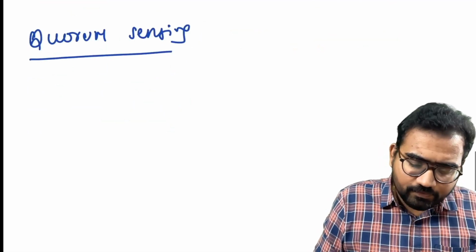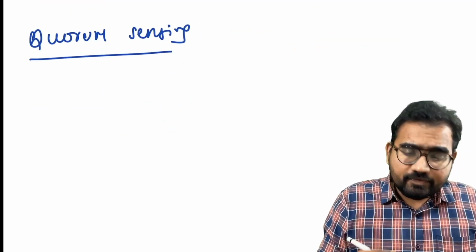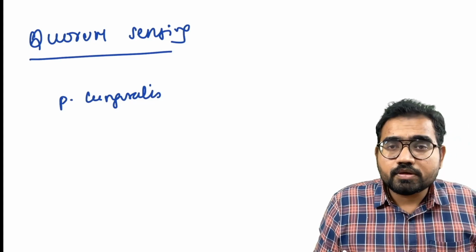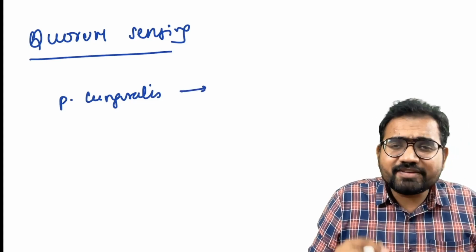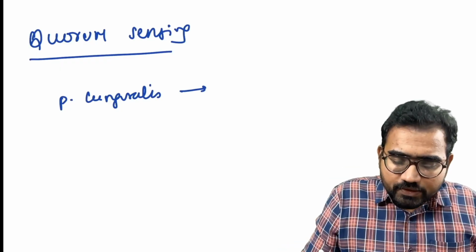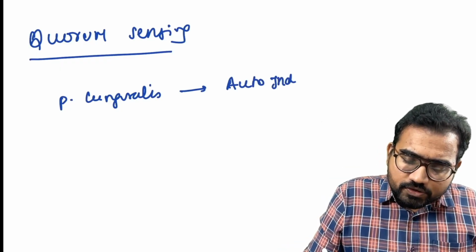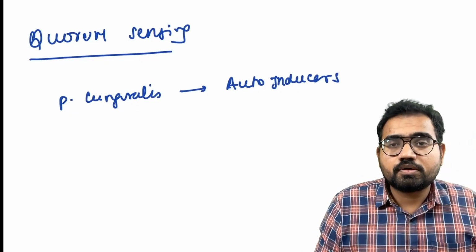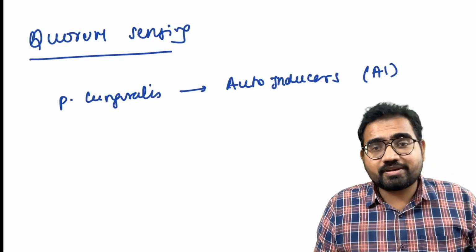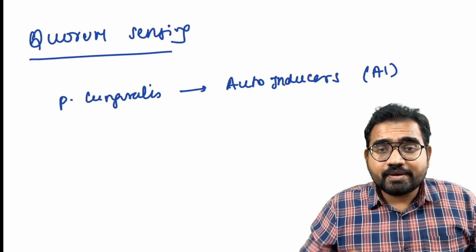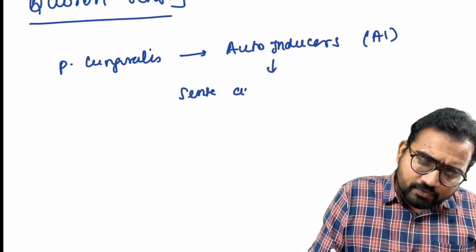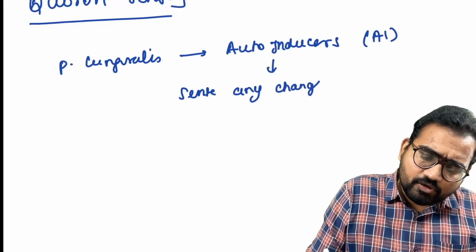How? Very simple. Say for example, I'm having a larger amount of P. gingivalis. What this species will do is release some chemicals into the oral environment, which are called autoinducers. These autoinducers are chemical agents. They will sense any changes in the environment.